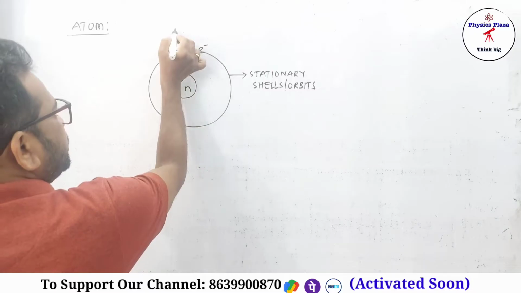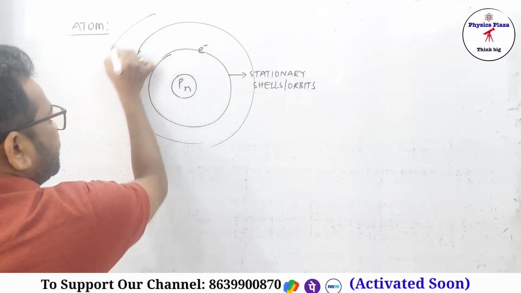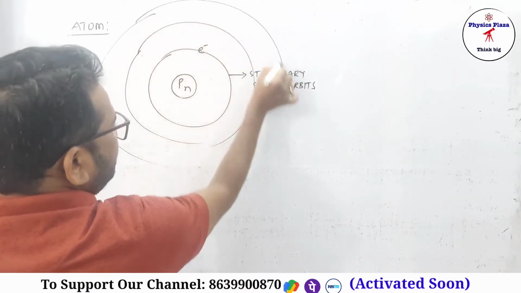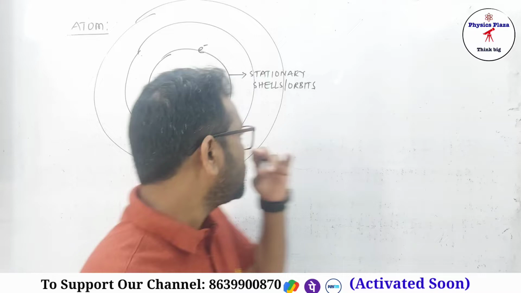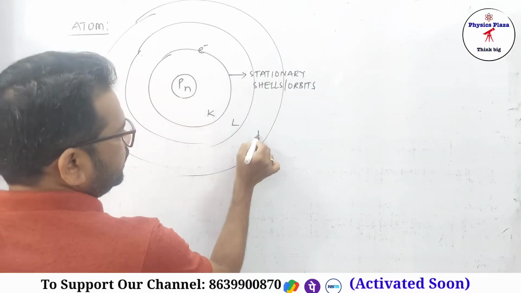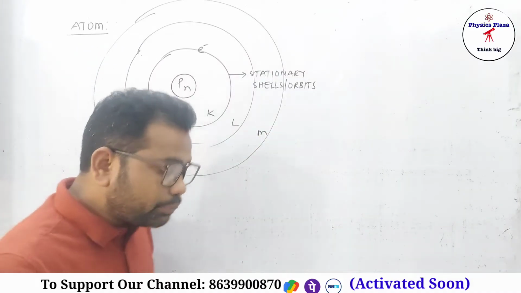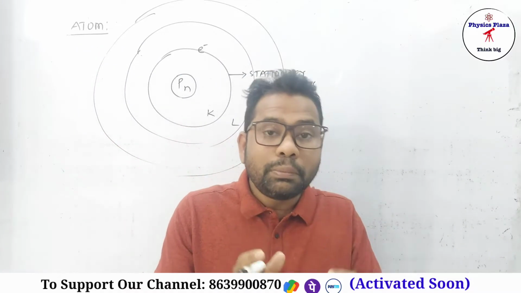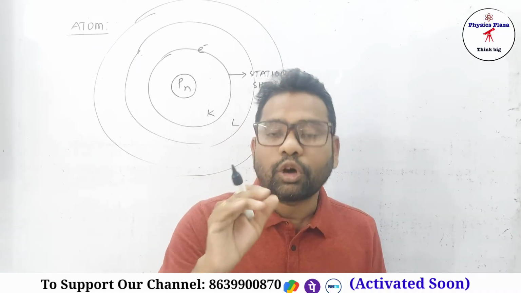Fine children. So the number of shells mainly depends on the number of electrons. Am I clear? Fine. Each and every shell is given a special name: K shell, L shell, M shell, like this, N shell, O shell like that. Then the very important thing is how many maximum number of electrons can be accommodated in a given shell or a given orbit.